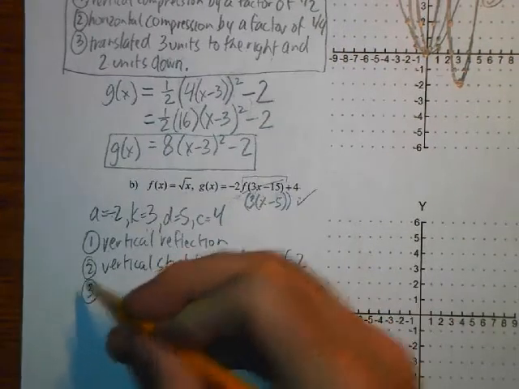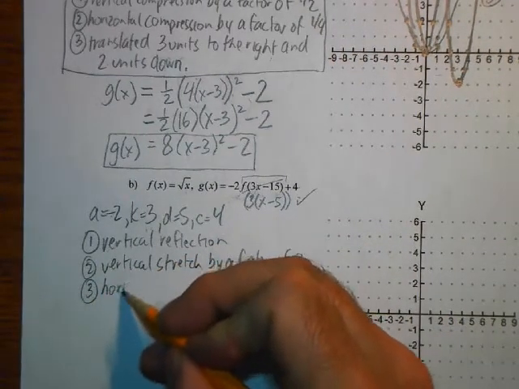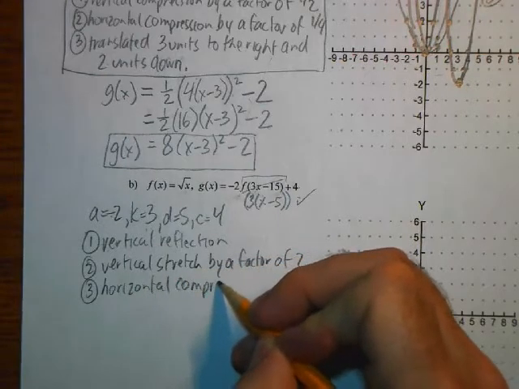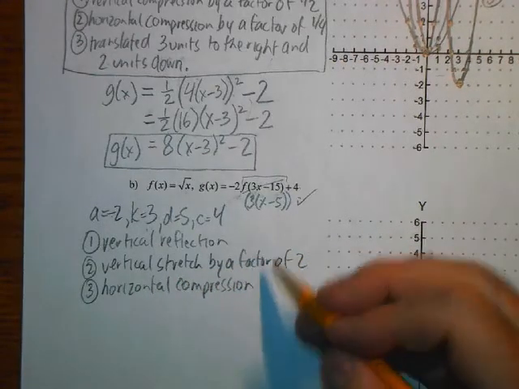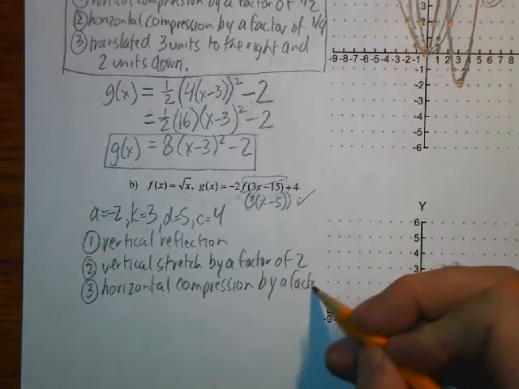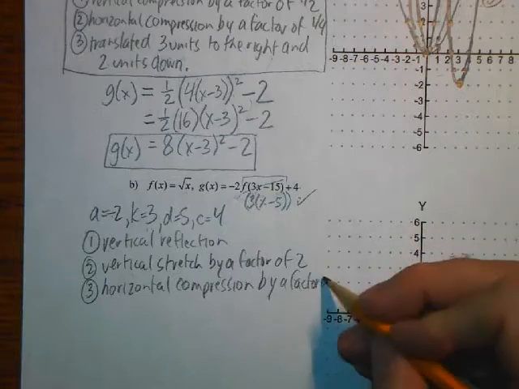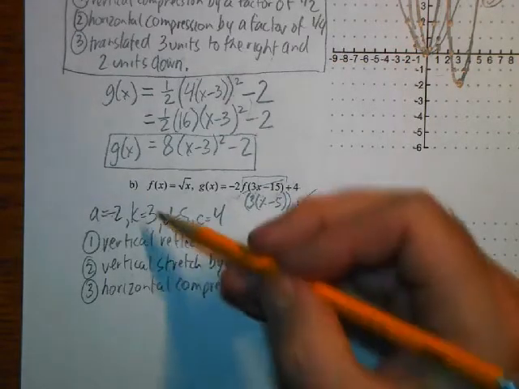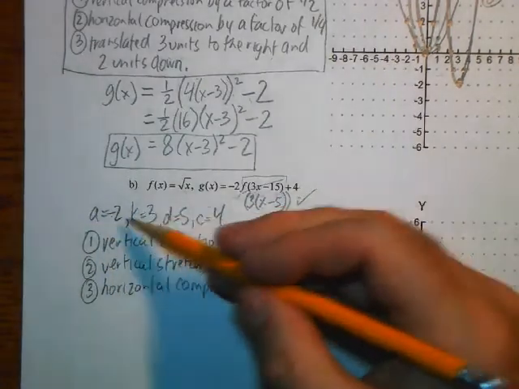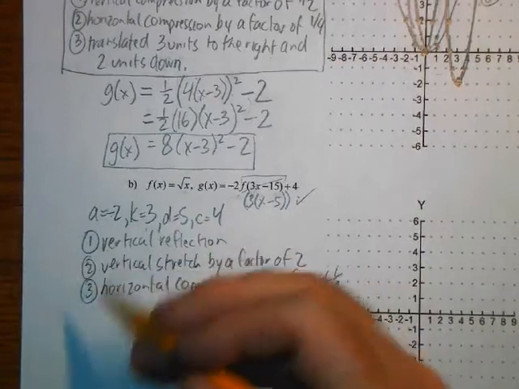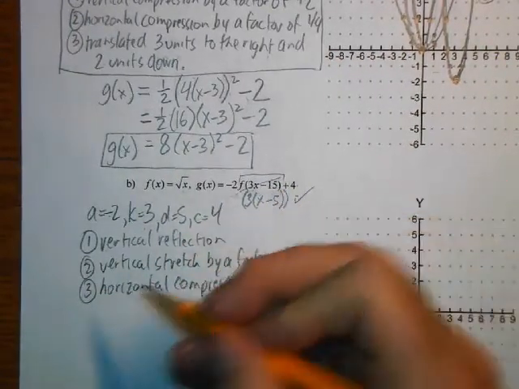So the third step will be a horizontal compression by a factor of 1/3. Okay, and then that takes care of k, and now we can safely move on to do d and c, the translations. We've got everything in order now.